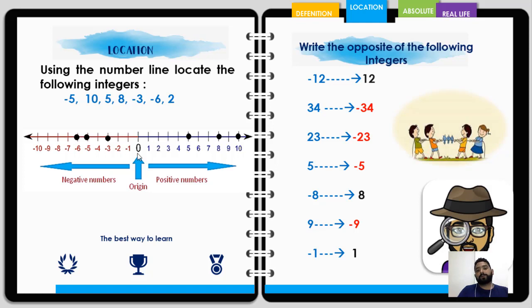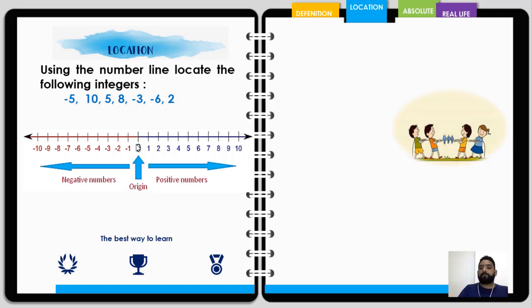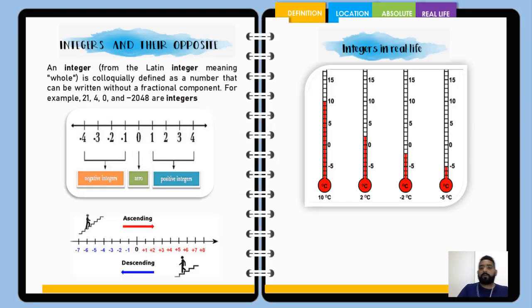If you have some doubts about this topic, you can rewind the video and start again. Okay, so remember the location of the numbers: to the left are negative, to the right are positive, and 0 is the origin. 0 is neither positive nor negative. Another review: if you have these integers, negative 12, positive 12, 34, negative 34, 23, and negative 23, and so on.